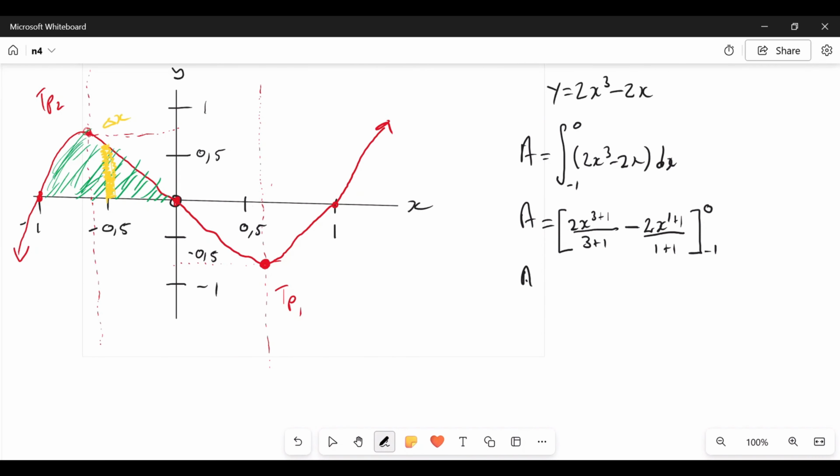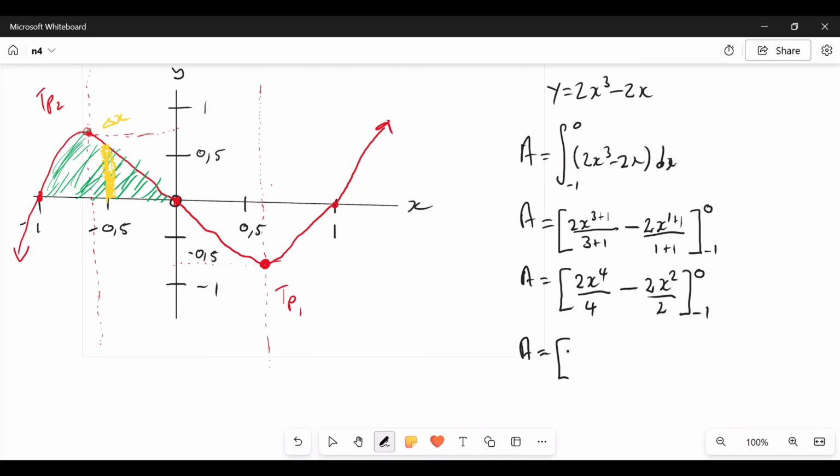So let's continue. Area is going to be equal to, open bracket, so we have 2 multiplied by x to the power of 3 plus 1, that's going to give us 4 as exponent, divided by 3 plus 1, which is going to be 4 again, minus, we have 2, right? We have x to the power of 1 plus 1, that's going to give us 2, divided by 2, close bracket, and we have upper limit and lower limit. Remember, these are not powers but limits. So we can continue here and say area is equal to, open bracket, now we're going to simplify this.